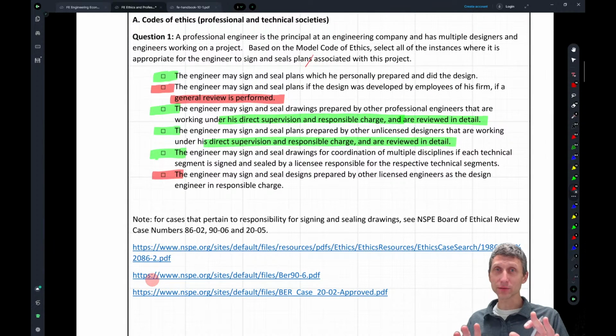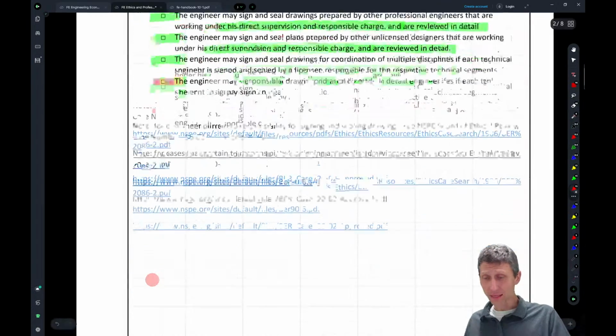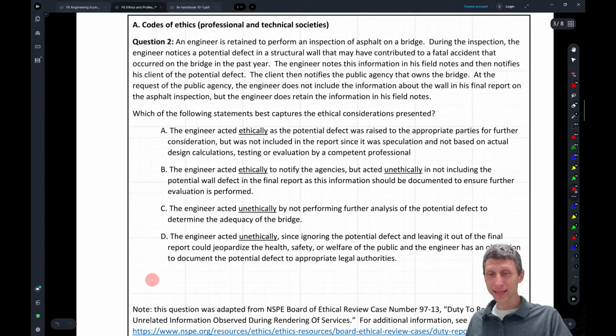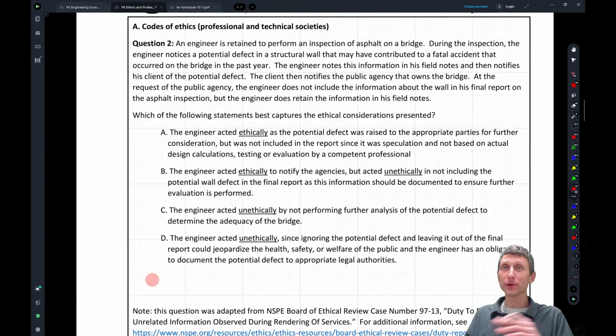But the key of this, right? The key of this is you have to be responsible for the design, responsible for design decisions, and reviewing things in full detail. Okay, let's go to question number 2. An engineer is retained to perform an inspection of asphalt on a bridge. So let's say they're doing a deck replacement or putting down a new wearing surface or something like that.